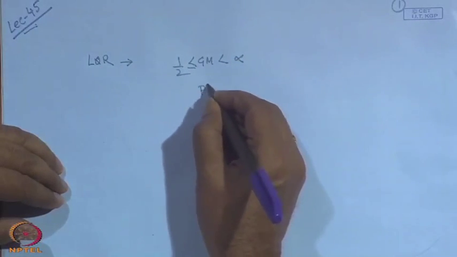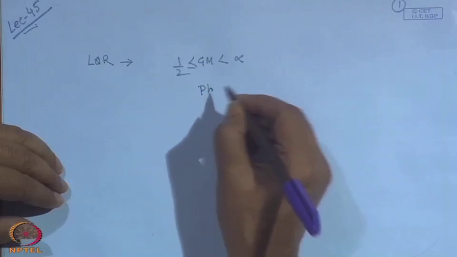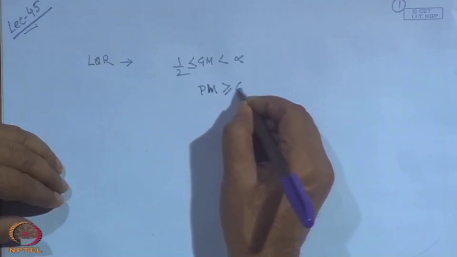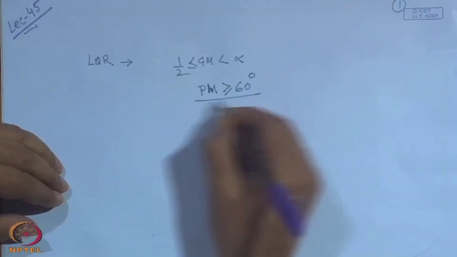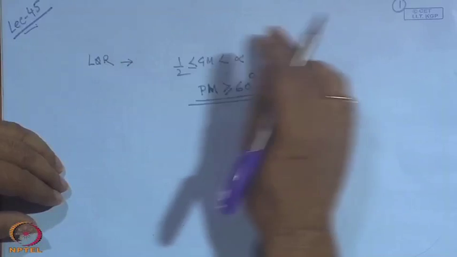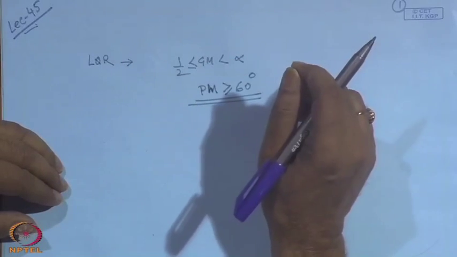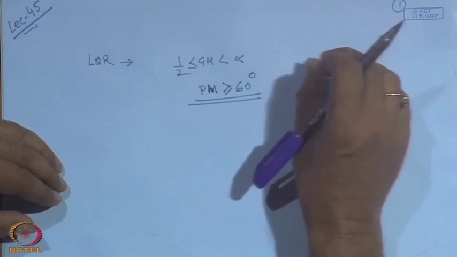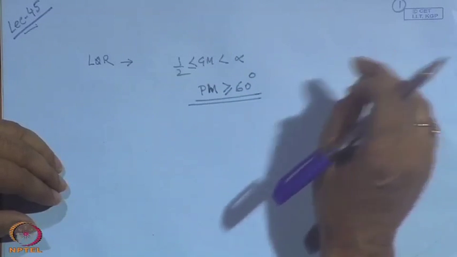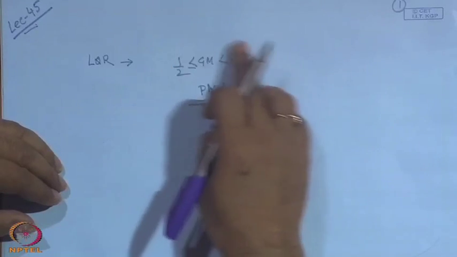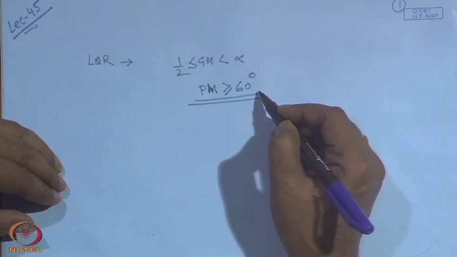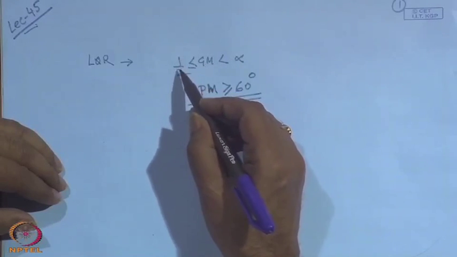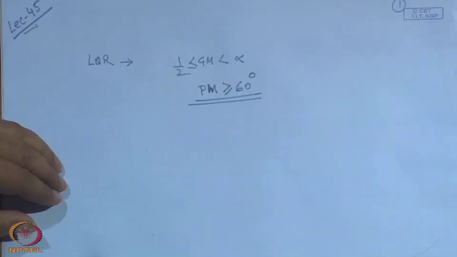And the phase margin is at least 60 degrees. So if you do the LQR design based on performance index minimization, then you will get a phase margin greater than 60 degrees, and a gain margin of infinity and half, that is, greater than half and less than infinity.